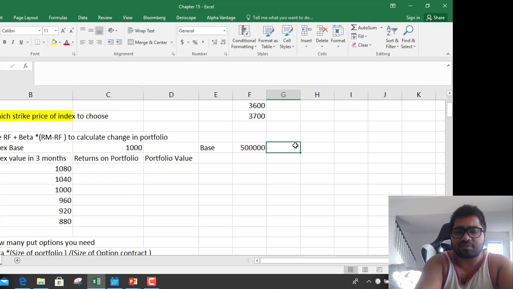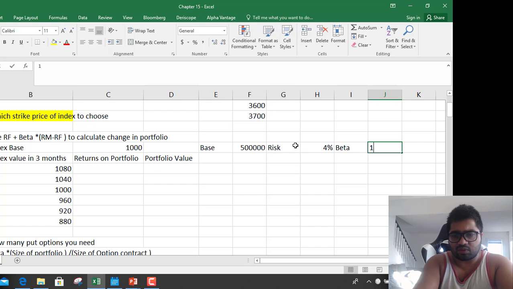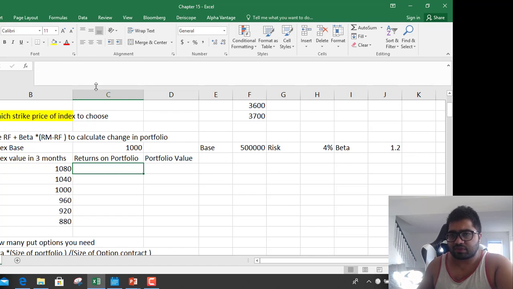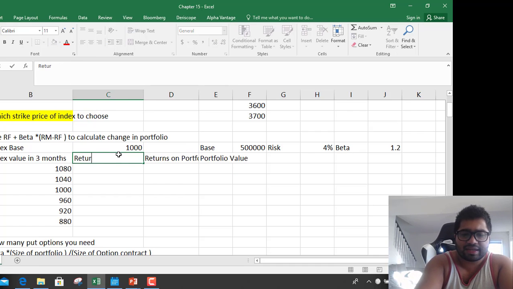So let us assume some values. The risk-free rate in the market is 4%. Beta on the portfolio is 1.2. And return on the market we have to calculate. So I am going to add one more column to this, because return on market we don't know. Return on market is return on the index.